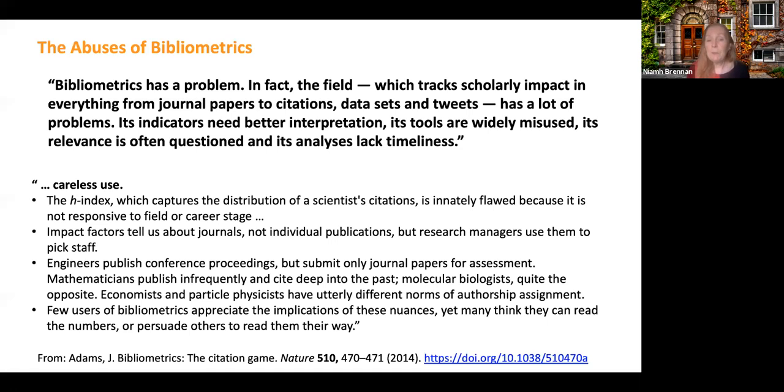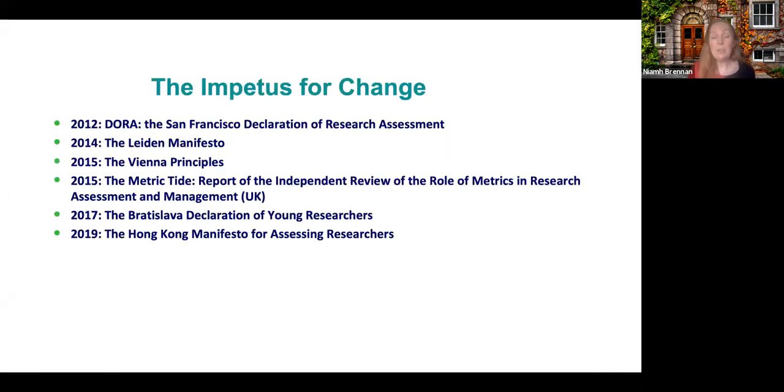Engineers publish conference papers, but submit journal papers for assessment, so the conference papers aren't properly covered. There's a long tail on mathematicians and arts and humanities researchers, of course. And there are completely different ways of authorship assignment between economists and particle physics. Very few of the users of bibliometrics appreciate the implications of these nuances, but I know that you will because a lot of you come from library backgrounds, so you're good with this kind of thing. So they need to be used in a particular way.